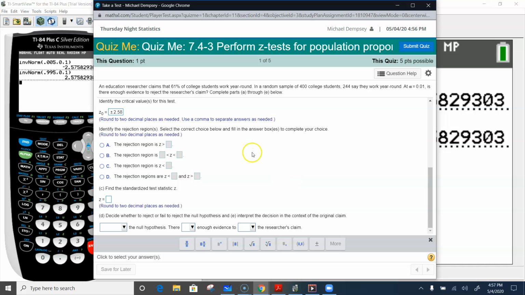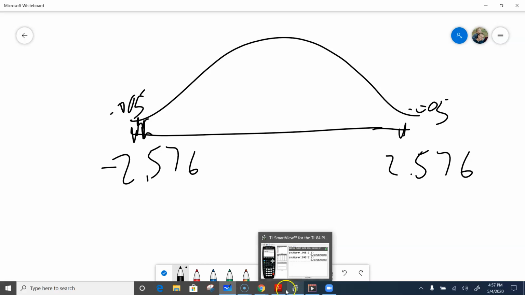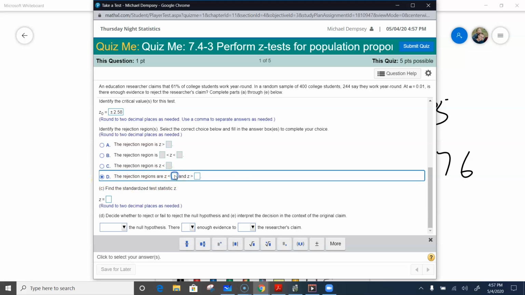So what's the rejection region? Anything that lives out in those tails. Anything below negative 2.576, that's where it is. Anything above positive 2.576, that's where it is. Anything in there is where we're going to reject the null hypothesis. Rejection regions are below negative 2.58 and above positive 2.58.